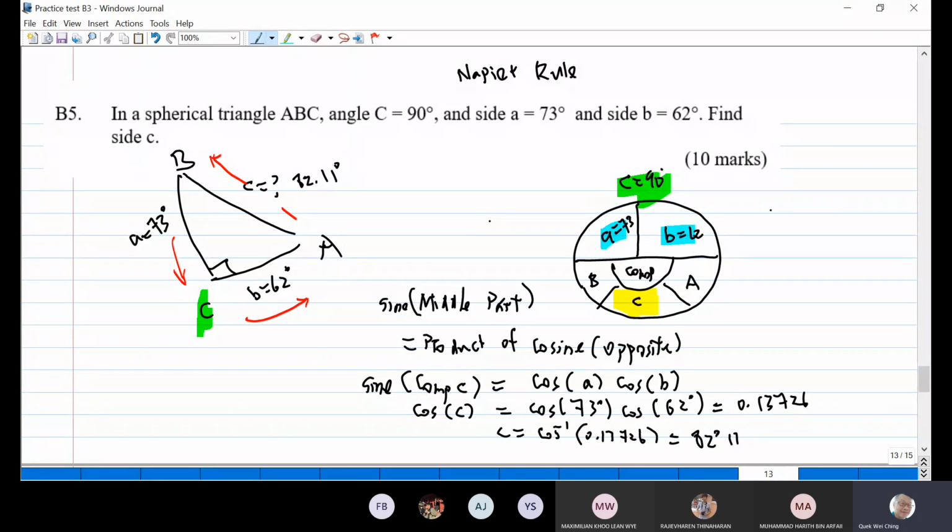Okay, this is how you do a simple Napier's rule. So this is a simple Napier's rule. I will WhatsApp this to you. I changed the question B5 already. Okay, try again.